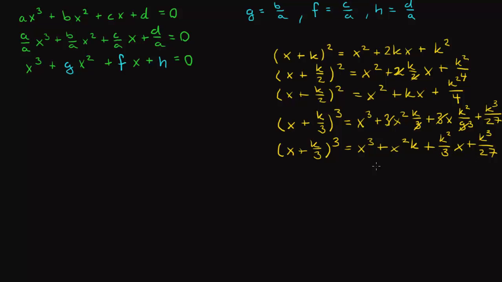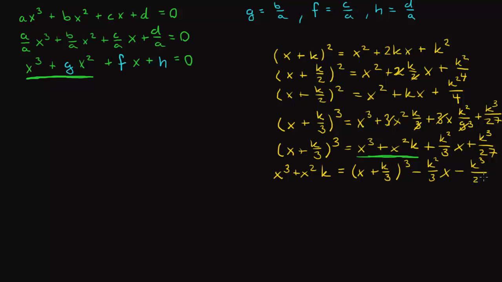So what we do is we say this kind of looks like these 2 terms up here, right? We have an x to the third and an x to the second times some k. Here it's a g. So what we can do is rewrite x to the third plus x to the second times k as being equal to x plus k over 3 to the third minus k squared over 3 times x minus k to the third over 27.